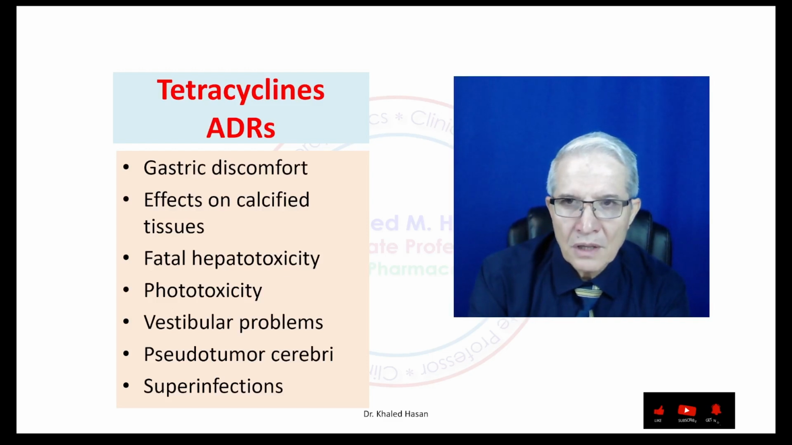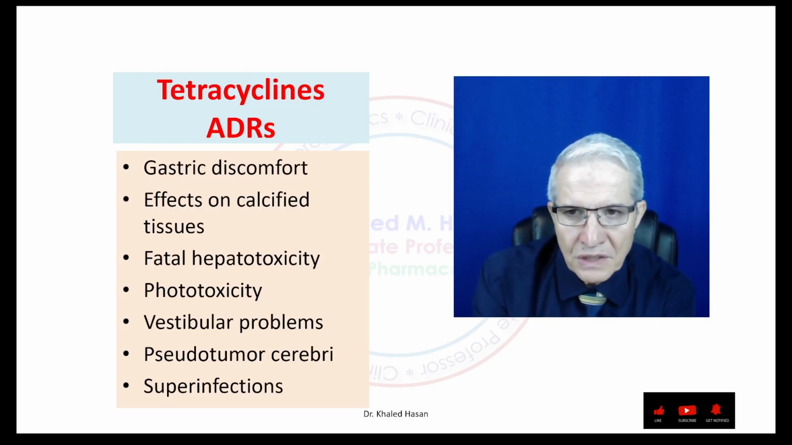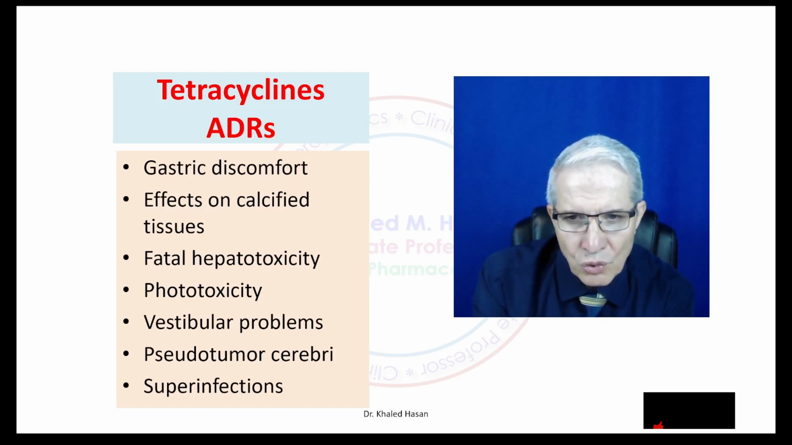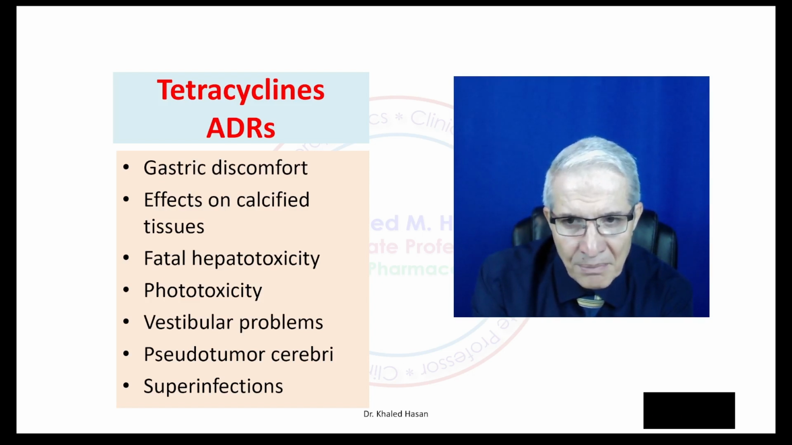Okay, speaking about tetracyclines, adverse drug reactions, or what we call unwanted effects of tetracycline. The patient may suffer from gastric discomfort, effects on calcified tissues, which we already discussed, fatal hepatotoxicity, phototoxicity, vestibular problems, pseudotumor cerebri, and then superinfection. All of these are considered important in practice. We need to take this into consideration and educate the patient about all these possible side effects that might happen during treatment.